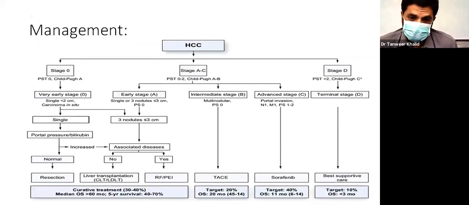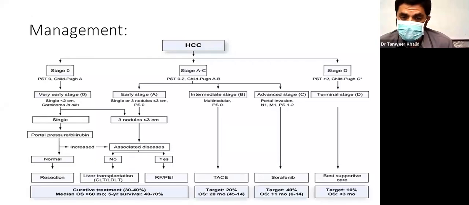Management is slightly complex. It depends on the BCLC staging. BCLC is the Barcelona Clinic Liver Cancer classification. On the early stage, we have different treatment. This classifies HCC into 5 stages from stage 0 to stage D. Stage 0 is the very early stage. Its treatment includes resection, and stage A is the early stage. Its treatment includes liver transplantation or radiofrequency ablation.